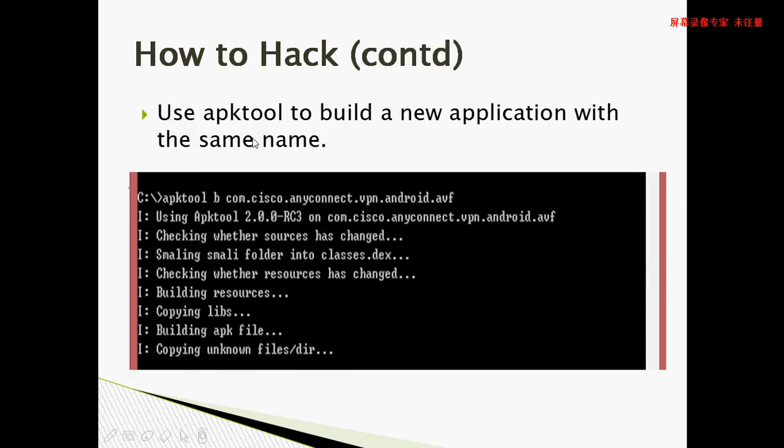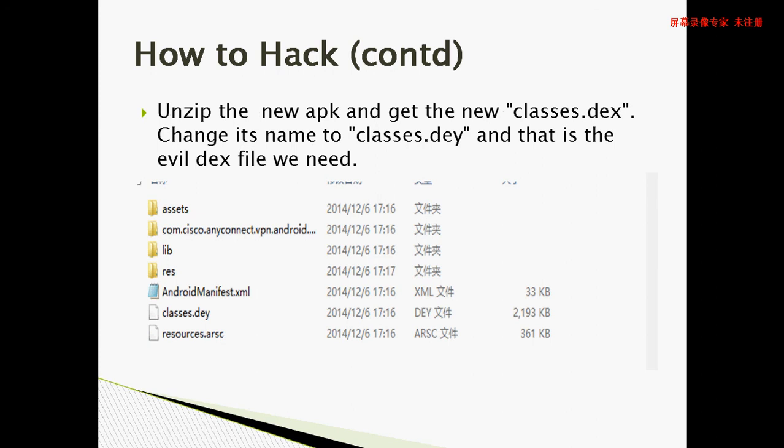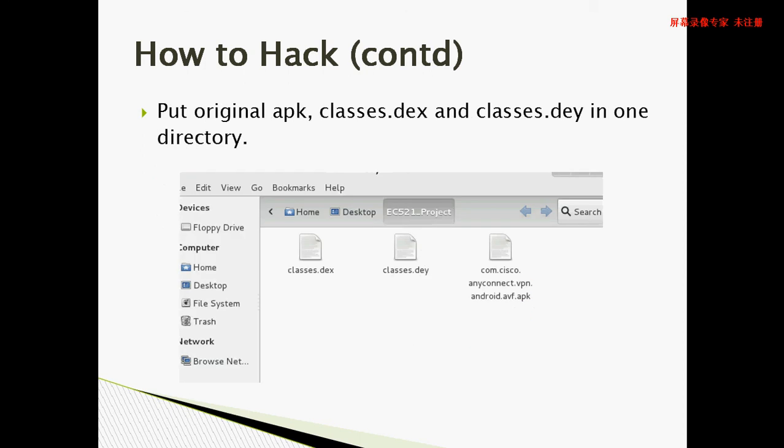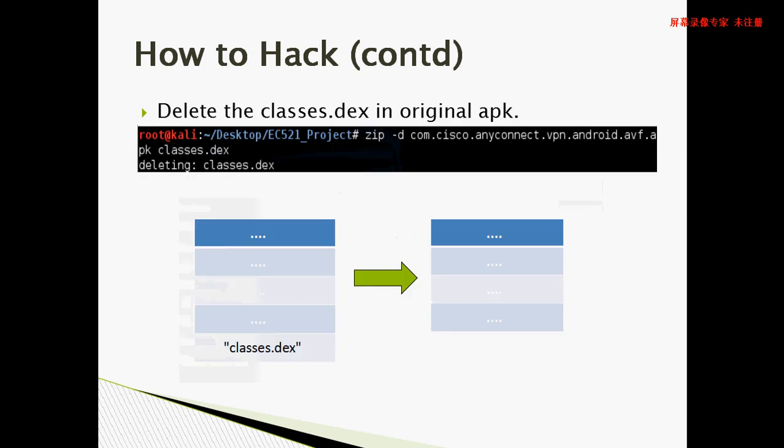So now using APK tool, we are building the new Cisco AnyConnect application with the same name. This application that we are building has the evil code now. Once the application is built, we unzip it and obtain the classes.dex. This classes.dex is renamed to classes.dey. So now classes.dex, that is the good code, classes.dey, the evil code, and the original Cisco AnyConnect APK are all placed in one directory. So now this is the procedure that I just mentioned earlier.